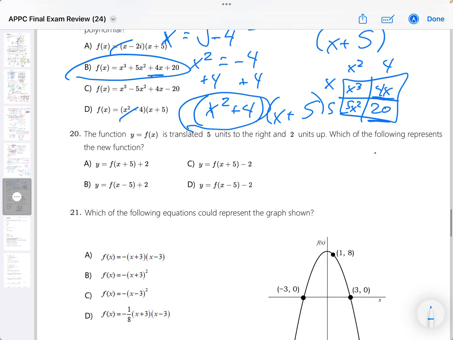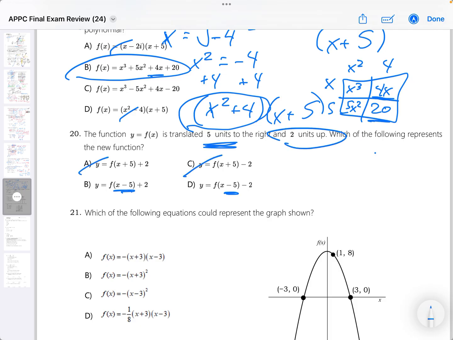Number 20 here, standard translation right here. So keep in mind, it is the flip it, keep it rule. If I want to go 5 units to the right towards x equals positive 5, I need to see a minus 5 inside of the parentheses here.